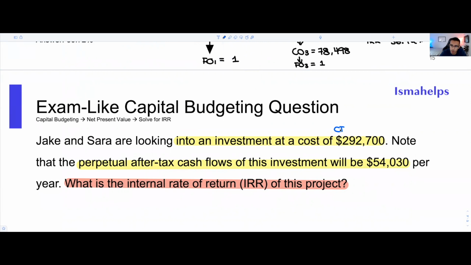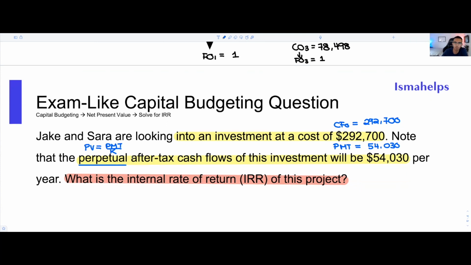In this case, our CF0 is equal to 292,700. And our payment is interesting because it's $54,030, but it's happening forever. When you see something like this, perpetual cash flows, if you remember our chapter 5 on time value of money, if you're taking this at JMSB, it means that we need to use a perpetuity formula. And our perpetuity formula, if you remember, is equal to PV = payment over K. So that's interesting, okay? It's important to understand.